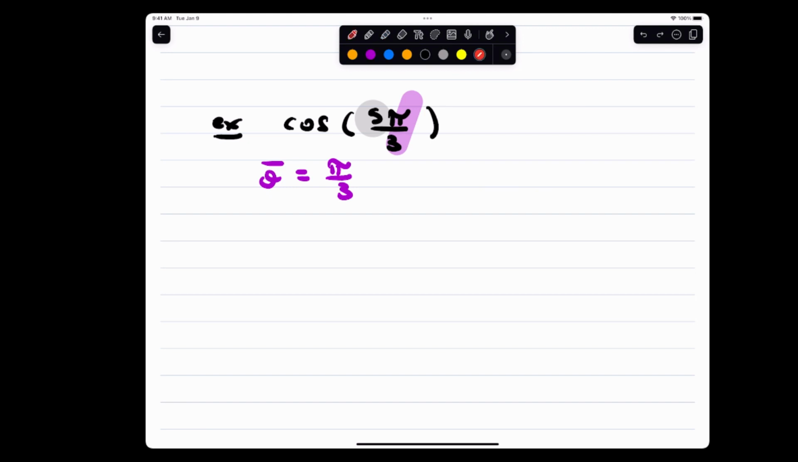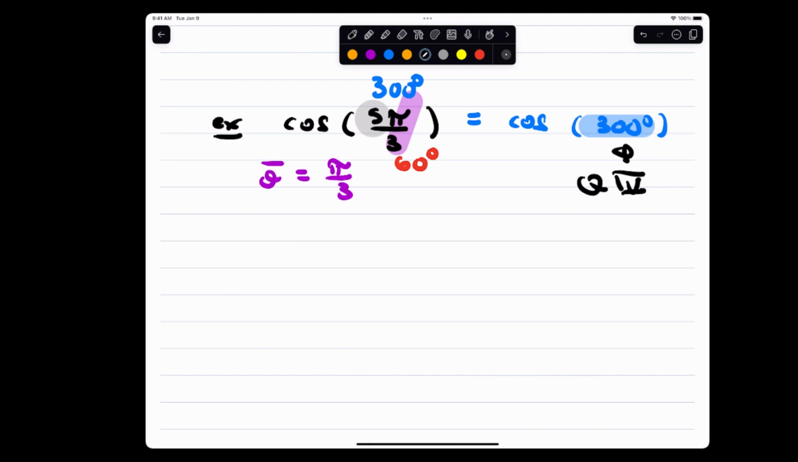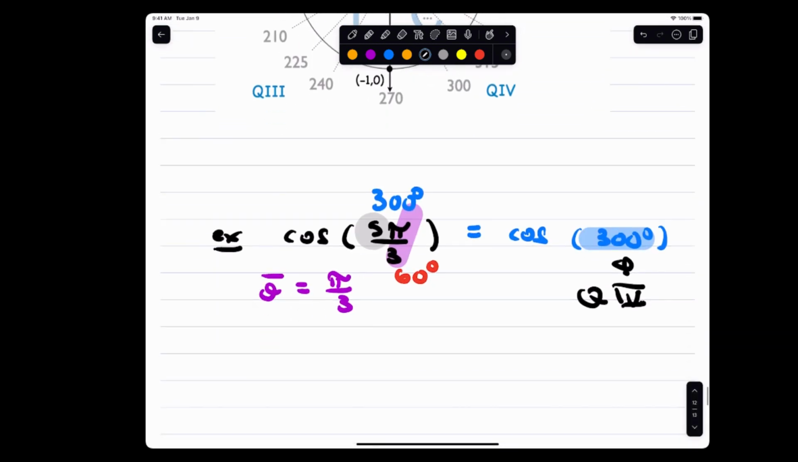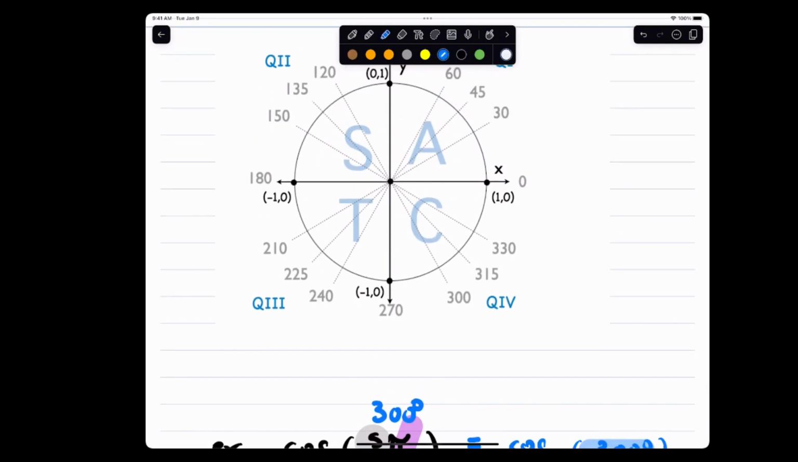What's pi over 3? 60 degrees. What's 5 times 60? 300. So this is cosine of what? 300 degrees. Cosine of 300. Well, that's... What quadrant is this in? Anybody know what quadrant we're talking about? Quadrant what? 4. Is that true? Ah, cosine 300 right in here. This is quadrant what? Quadrant 4.